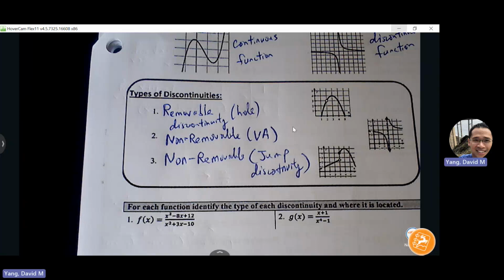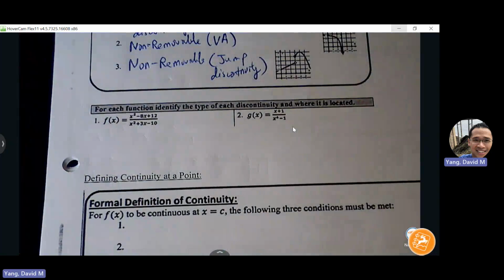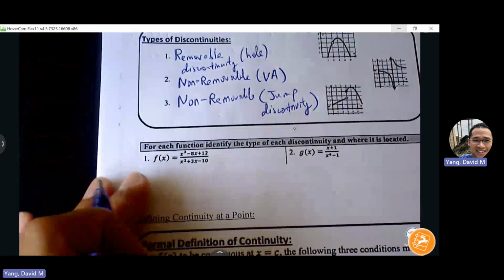For each function, identify the type of each discontinuity and where it is located. If we can factor everything out, and if we can identify a location where a vertical asymptote exists, we know that it's going to be a non-removable discontinuity. If we can identify a hole in the graph, we know that is a location where a removable discontinuity occurs. So let's go ahead and factor everything that we see here.